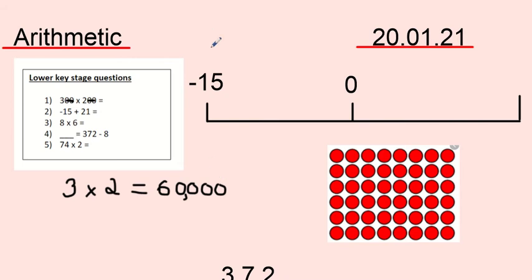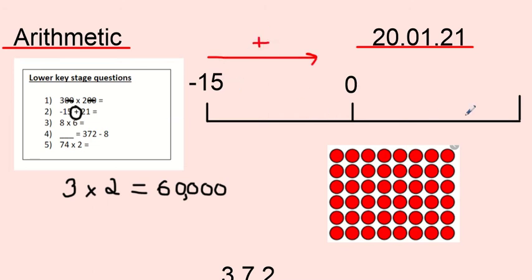Okay, let's move on to question 2 then. We've got negative 15 add 21 equals. Now, I'm going to just draw your attention to the add symbol here. That means our answer needs to be bigger than negative 15. And we know that to increase the size of a negative number, I need to move towards 0. Okay, so when I'm adding, I'm moving towards 0.